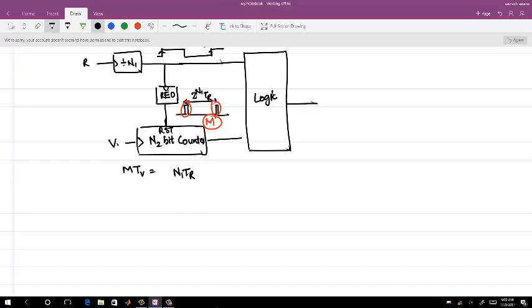If it is just a divide by n1, then it is n1 times tr, where n1 is the clock divider, the frequency divider as such. And you know how you divide the frequency, divide by 2, right? So if I'm using n stages of the divider, then it will be 2 power n.